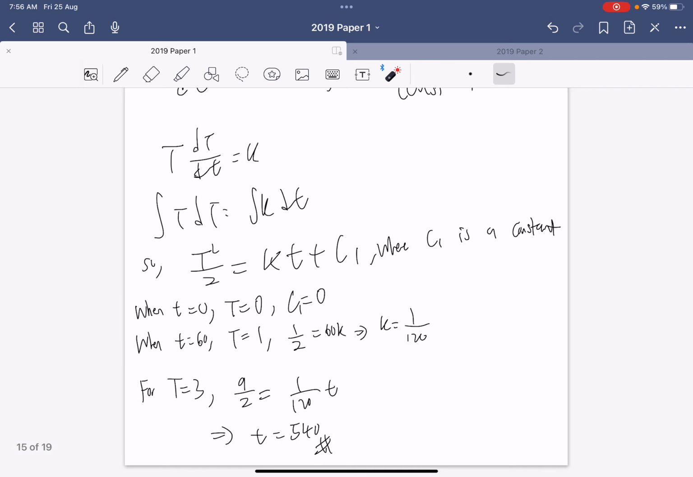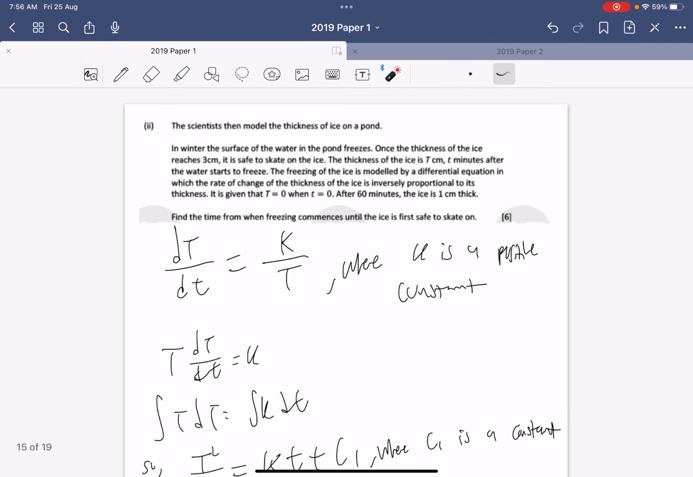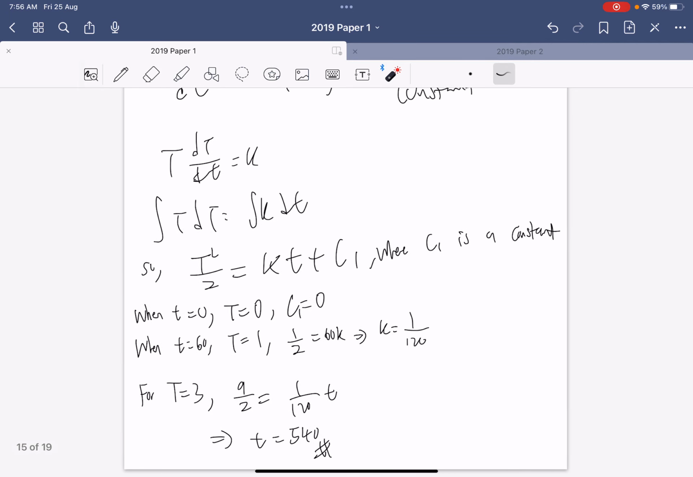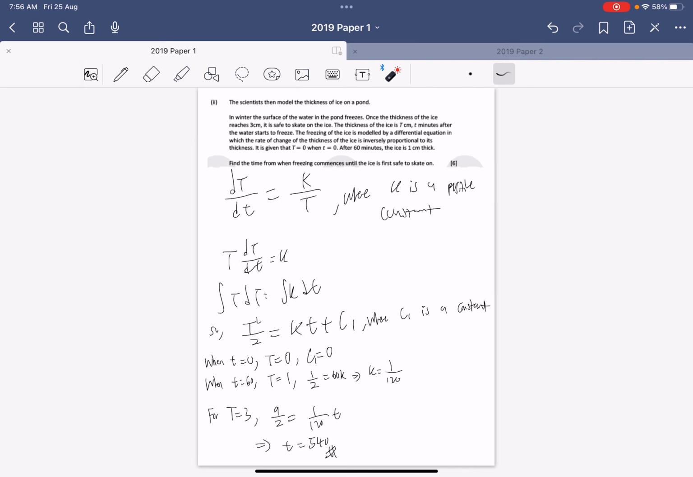So in that case, when capital T is 3, that means the thickness you want to know is 3. Then you just sub in. So 3 squared is 9 over 2, then this is 1 over 120 small t. So t is 540. So up to now, if you have any questions, just leave it in the comment section down below. I'll answer them.